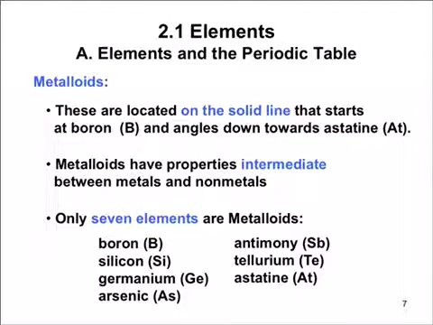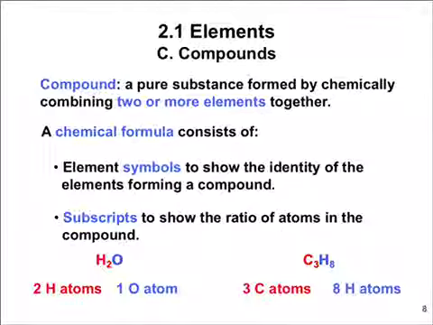Metalloids are on that solid staircase that starts at boron and goes down to astatine. Now, metalloids have intermediate properties between metals and nonmetals. Some are shiny, some are dull, and they're not good conductors of heat or electricity. They're not poor conductors either. They're semiconductors. You may have heard of silicon as a semiconductor. So there are only 7 elements that are metalloids: boron, silicon, germanium, arsenic, antimony, tellurium, and astatine.